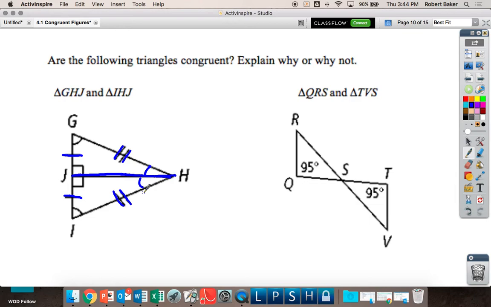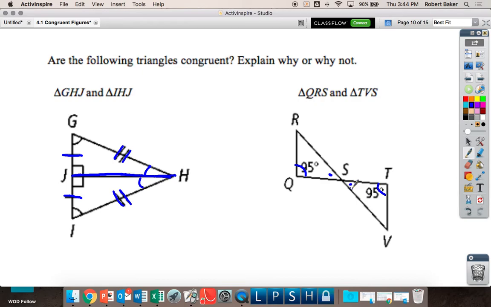What about over here? Okay, this is 95. This is 95. Now what? Q to T. What about this angle right here? It's a vertical angle for that angle. Are those the same? Yeah. So what can you say about R and V? They're the same. Third angle theorem. So I have three congruent angles.